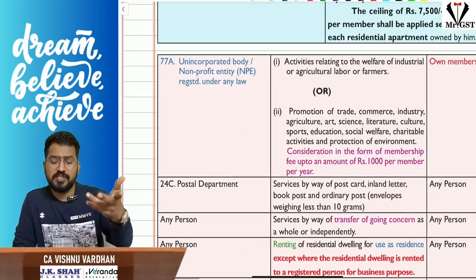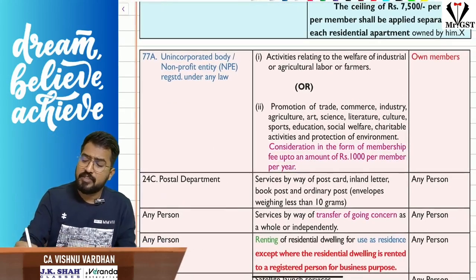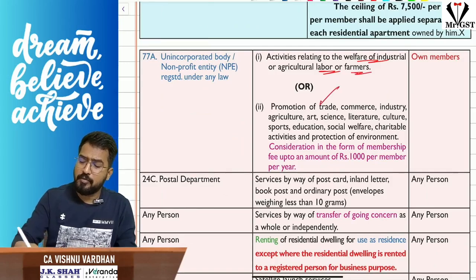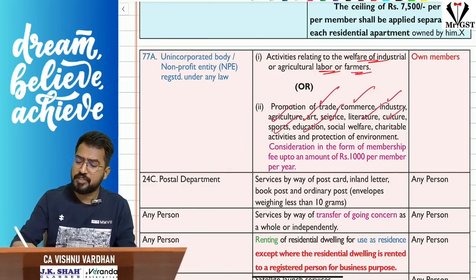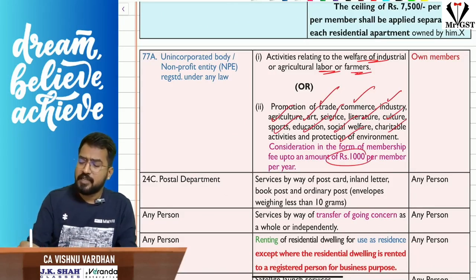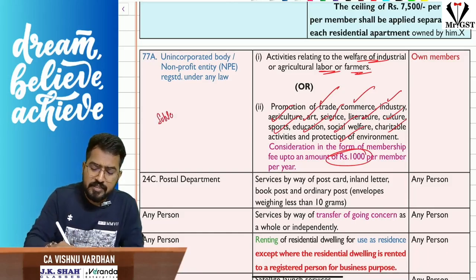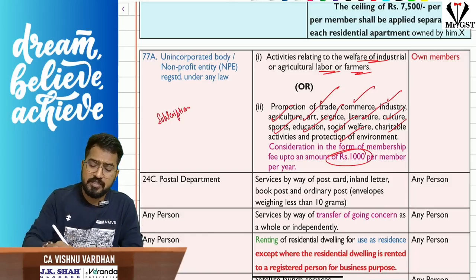Next, any other associations or bodies which are established for the welfare of industrial or agriculture labor or farmers benefit, or for promoting trade, commerce, industry, agriculture, art, science, literature, culture, sports, education, social welfare, charitable activities, and protection of environment. For that case, if they are charging consideration, that is, the annual subscription, or when you are doing NPO accounts, you would have seen, membership fees.